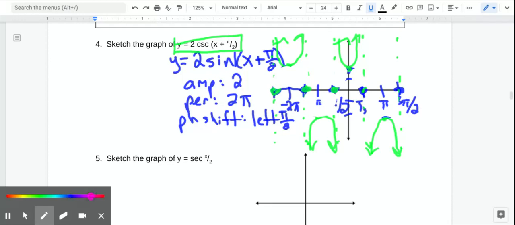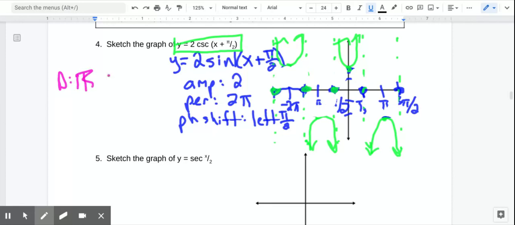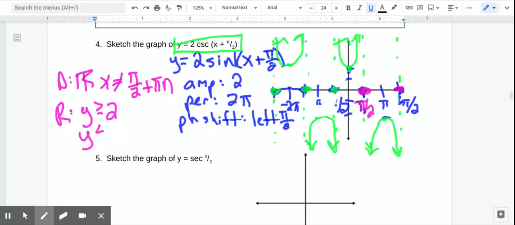Now, I just want to pull out a couple interesting things about this. The domain is all real numbers except where the asymptotes happen. So just go to the first positive asymptote. It's right here, and I erased it. It's at pi over 2. So it's pi over 2 plus, and the asymptotes happen every pi, so pi n. And then the range is going to be y values that are greater than or equal to 2, and y values that are less than or equal to negative 2. Okay. We'll check out another one in the next video.